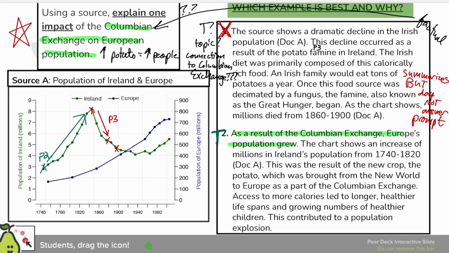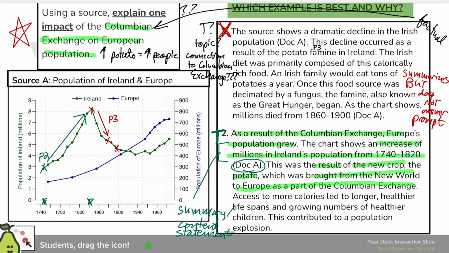"The chart shows an increase of millions in Ireland's population from 1740 to 1820." Now, this isn't quoting from the document because there isn't anything to quote. You just got to give me the numbers. What goes up? The population. From what span of years? Well, we know what the x-axis and the y-axis are showing, so we can interpret that data and put it into words. "This was the result of the new crop, the potato, which was brought from the New World to Europe as a part of the Columbian exchange."